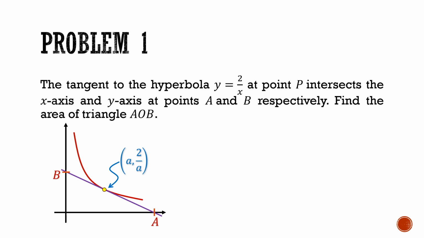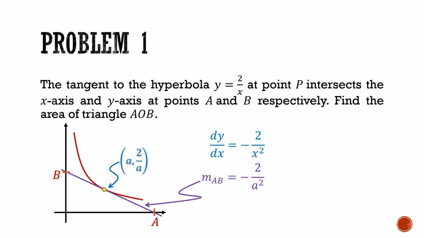Now we can also find the gradient function of the hyperbola. So we'll differentiate y equals 2 over x, and that will give us dy/dx equals -2 over x squared. So we'll substitute x equals a, and this will give us the gradient of the tangent to be -2 over a squared.